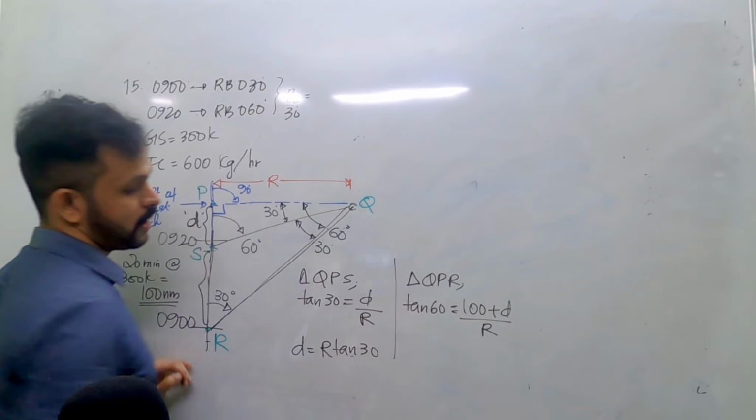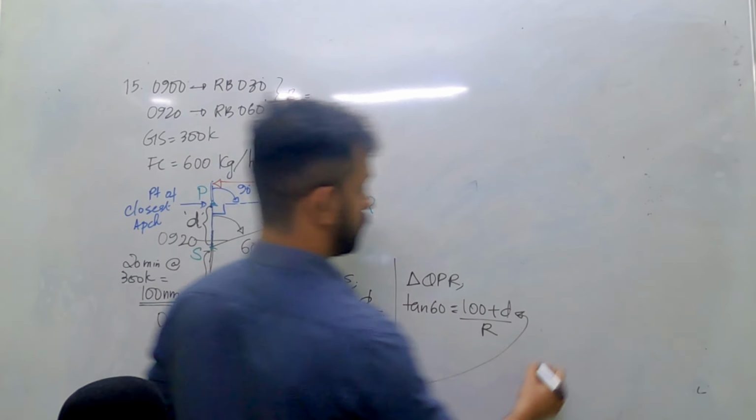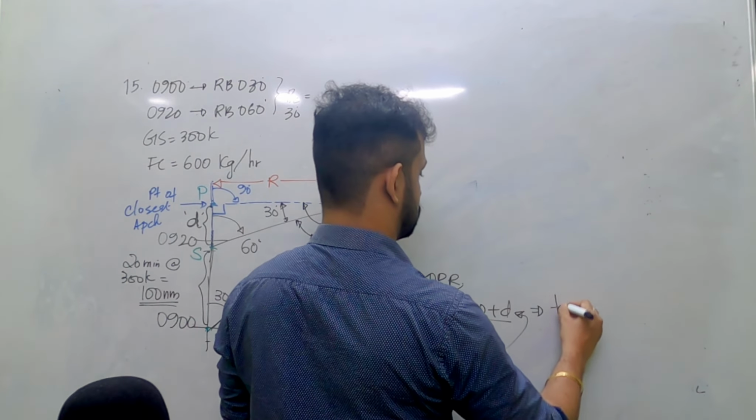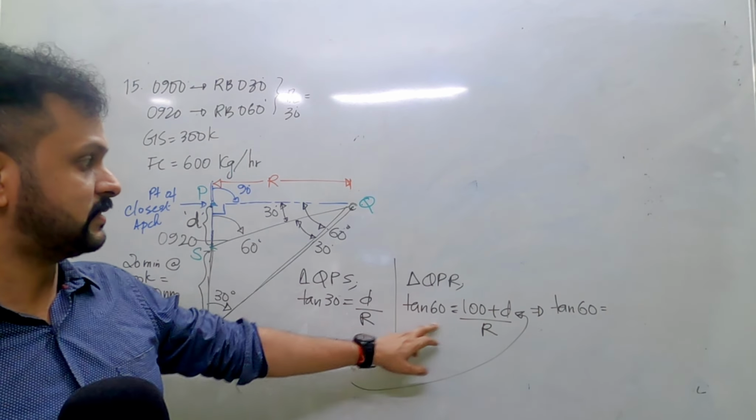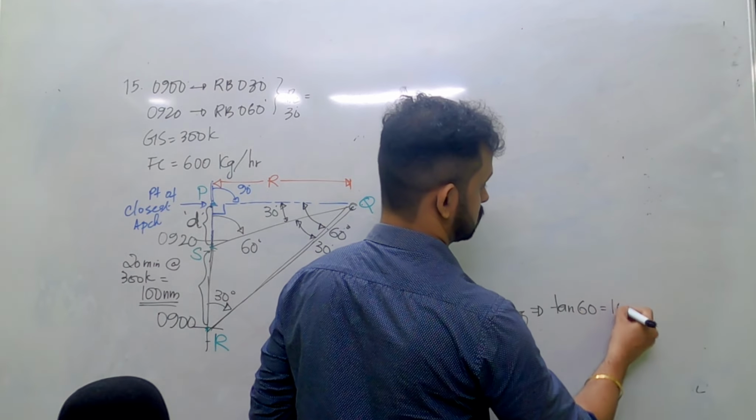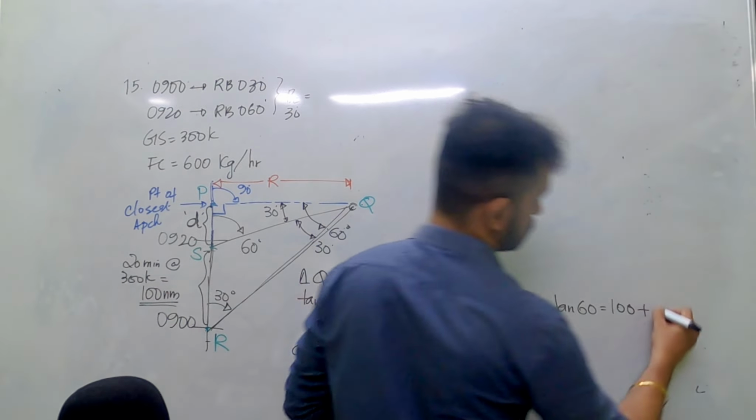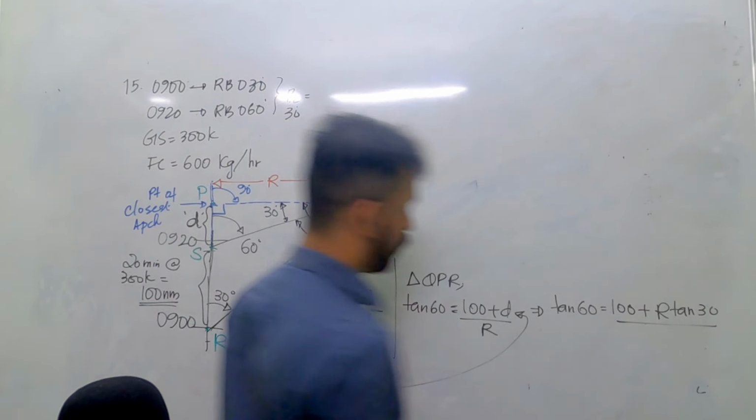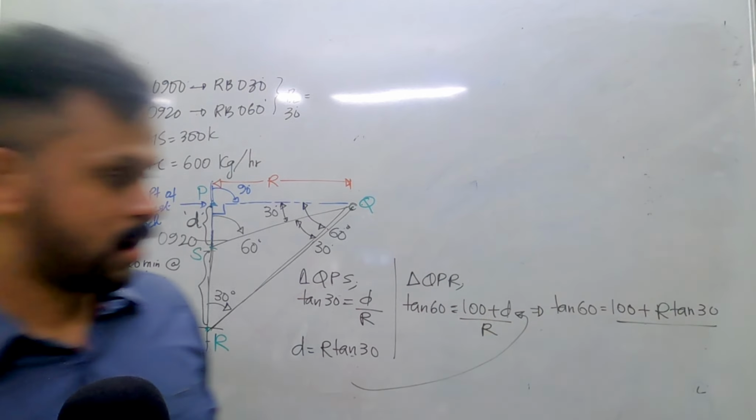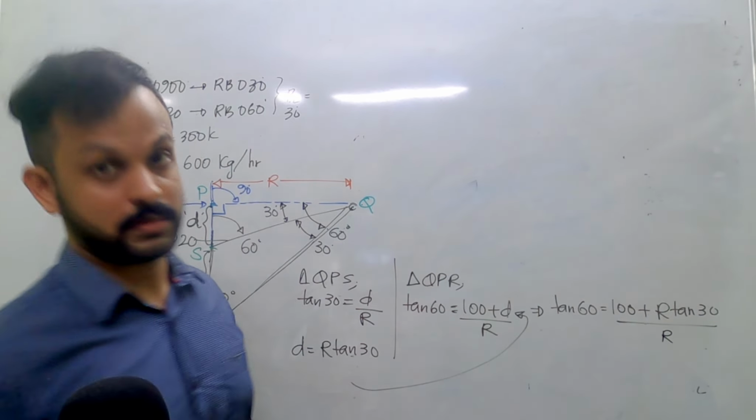D is R tan 30. I'll take this D and substitute it here. So, your basic school maths. Same thing: tan 60 is 100 plus D divided by R. What is D? D is R tan 30. The whole divided by R. Now I have only one equation and only one variable. Definitely I can solve this.